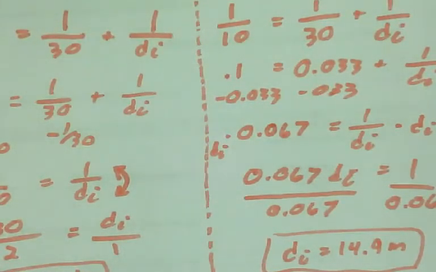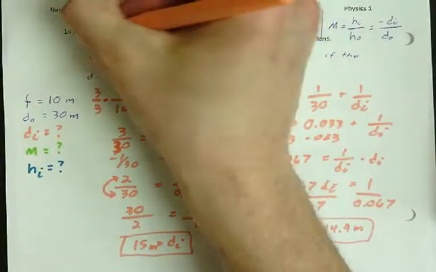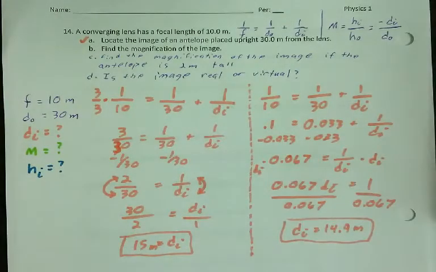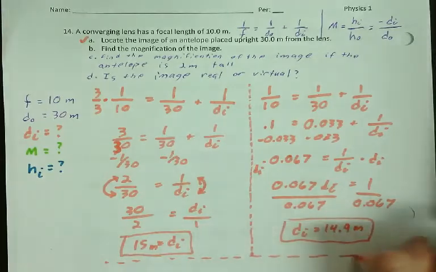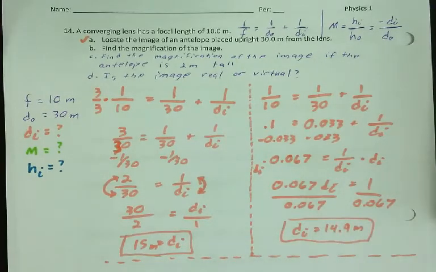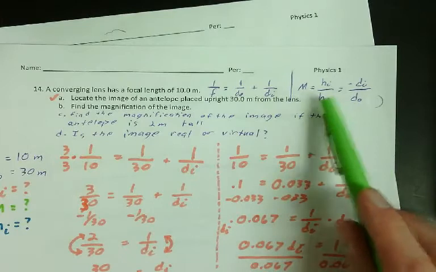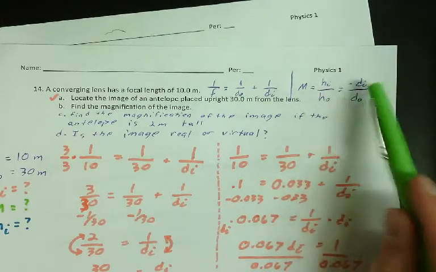All right, we're done with part A. Put a little check mark to feel good about myself. Okay, I got good news. The rest of them are much easier. So now I need to find the magnification. Well, there's only one equation for magnification. It's this one. M equals hi over ho equals negative di over do.